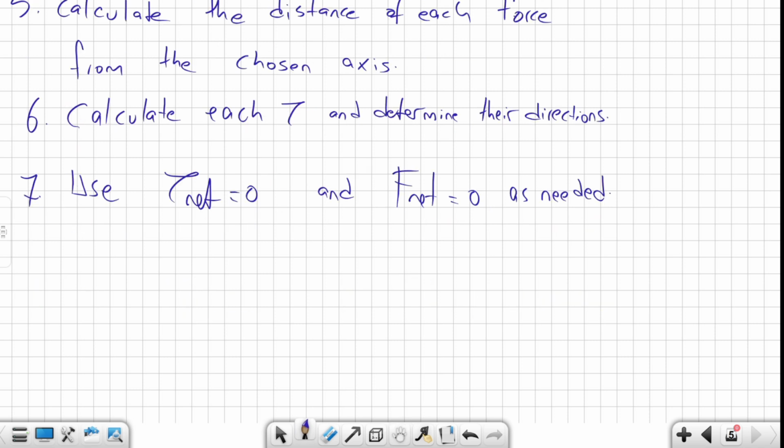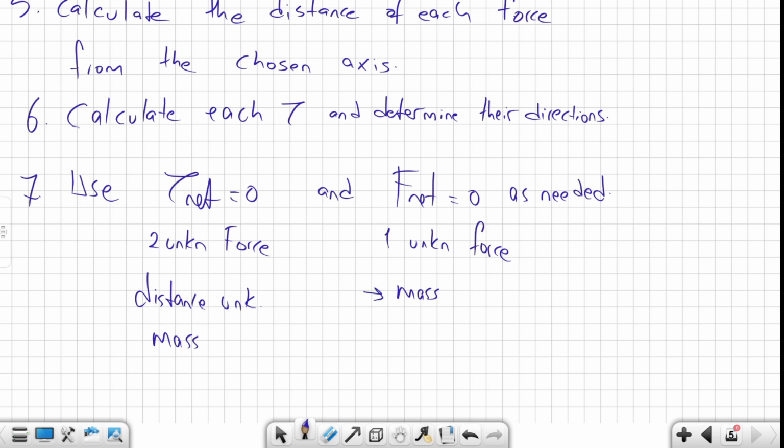Some other points for you. If you have 2 unknown forces, you have to use the net torque. If you have 1 unknown force, you have to use net force equal to 0. But if distance is unknown, you can only find it using net torque is equal to 0, because we don't have distance in net force. For the mass, sometimes you have to use net force is equal to 0. Sometimes you have to use net torque is equal to 0. But most of the time, you will use net force is equal to 0. It depends on the question.